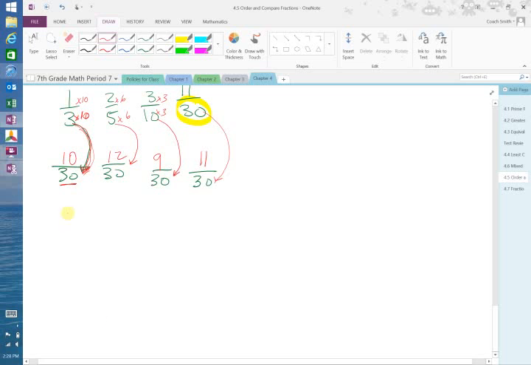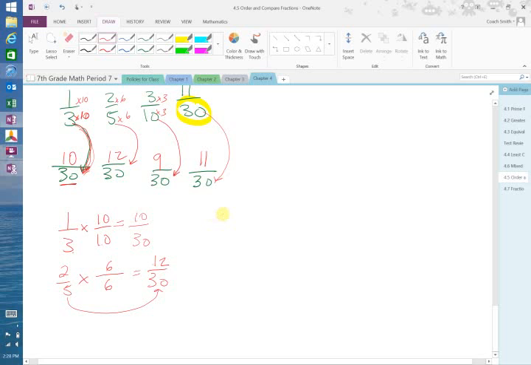So to keep the fraction the same, I have to multiply the top by the same thing that I multiplied the bottom by. And that means 10 times 1 is 10. 10 times 3 is 30. Same thing with the 2/5. What did I multiply 5 by to get 30? 6. So I did that on the bottom, so I must do the same thing on top, which gets me 2 times 6, which is 12.